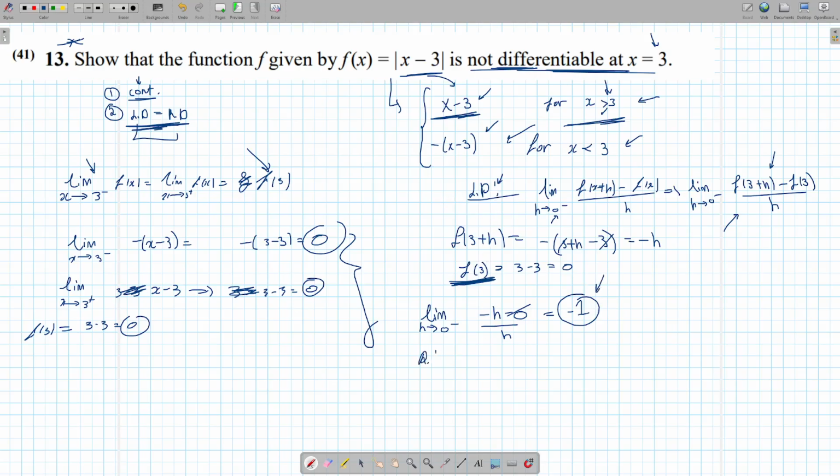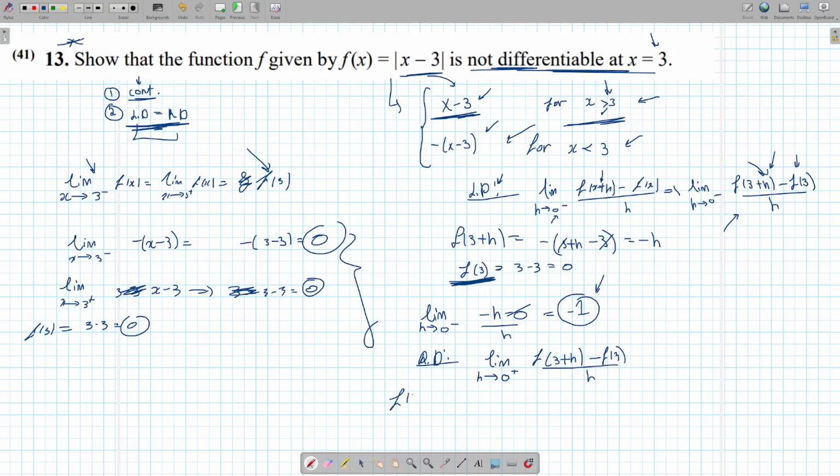Let's do the right derivative. What's the rule? Again and again. h approaches 0 plus of f of... What am I going to do? Fast. You don't have to copy down everything. You know it's going to be f of 3 plus h minus f of 3 all over h.